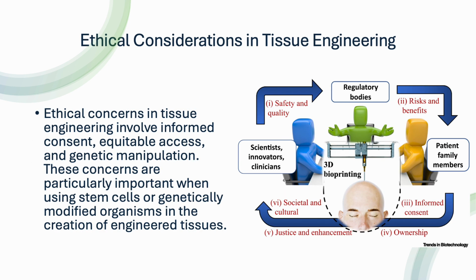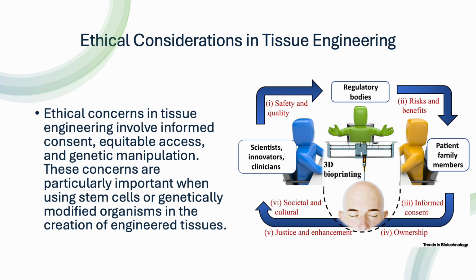Now, tissue engineering raises significant ethical issues as well. Informed consent is crucial to have, particularly when using stem cells or genetic modifications. Ensuring that all patients have equitable access to these technologies is another important consideration as well. Now, in the picture on the right side, we can see that on the top we have the regulatory body with their responsibilities. It means they have to always assess the risk and benefit, making sure that the well-being of the population is always preserved.